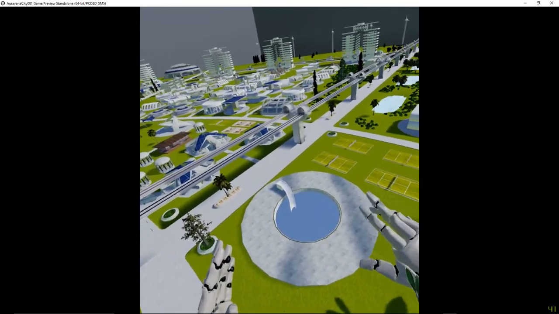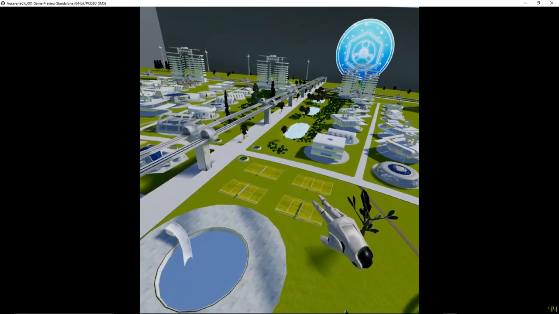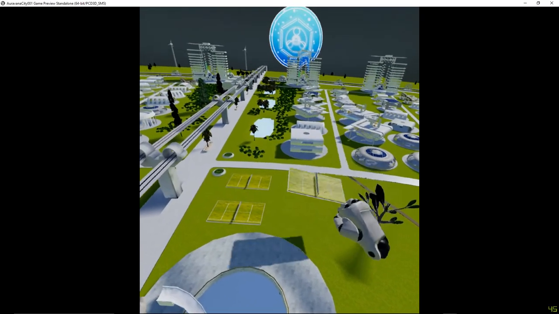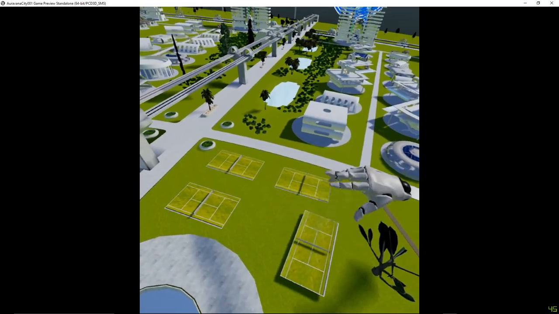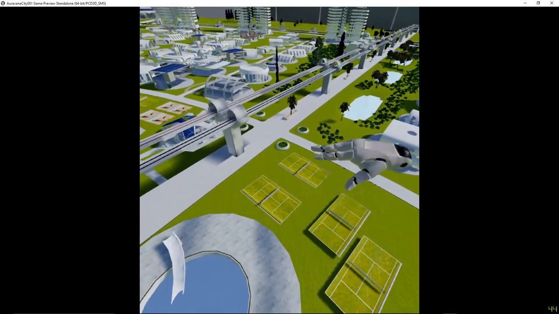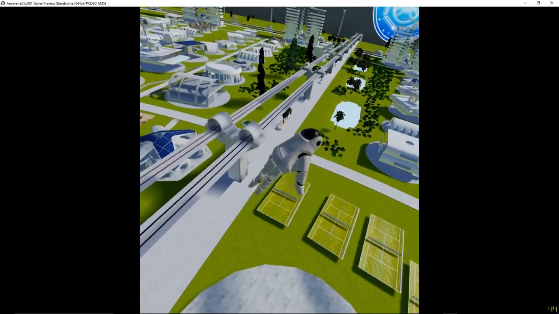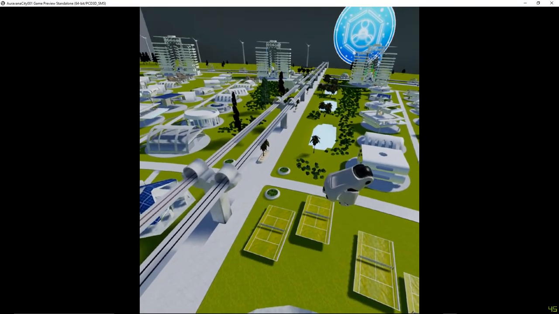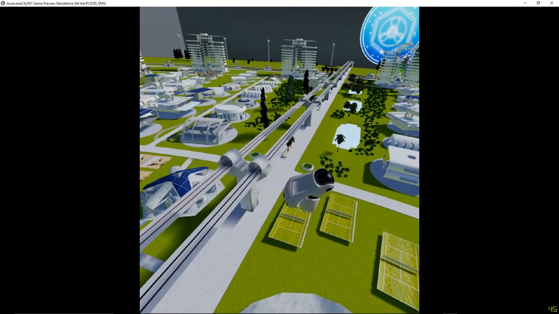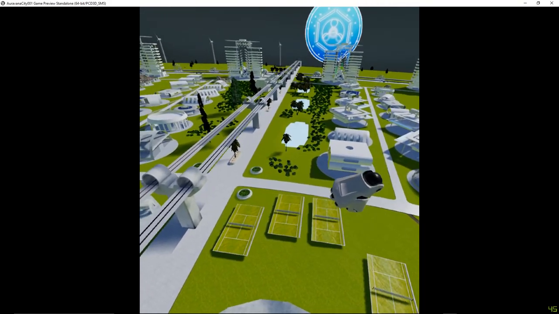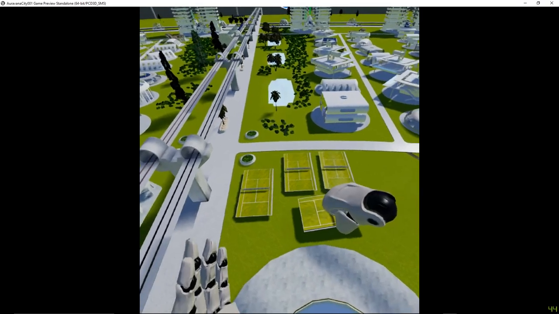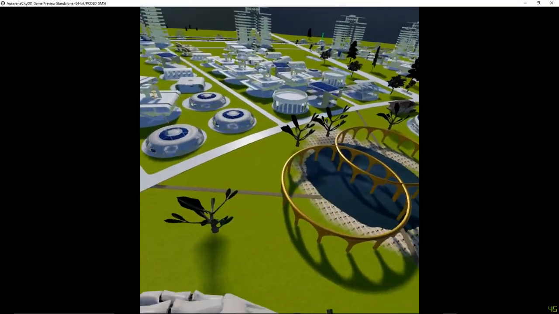I don't know if I can pick this up if I made this interactable, but these tennis courts here, we can pick up. So I could change the orientation of these courts. Let's place that court there and this court here. Most of the architecture in the city I've made so that we can interact with. We could reposition these, potentially put more courts here.